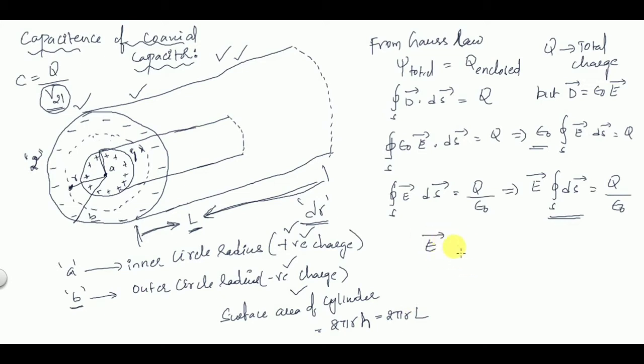So E bar times the total surface area 2 pi r L is equal to Q by epsilon naught. Therefore E bar is equal to Q by 2 pi epsilon naught r L.